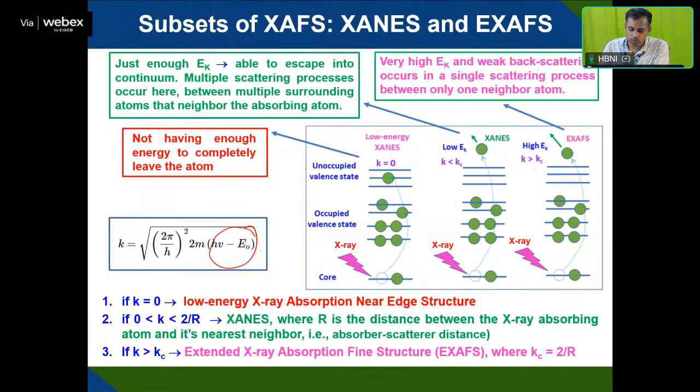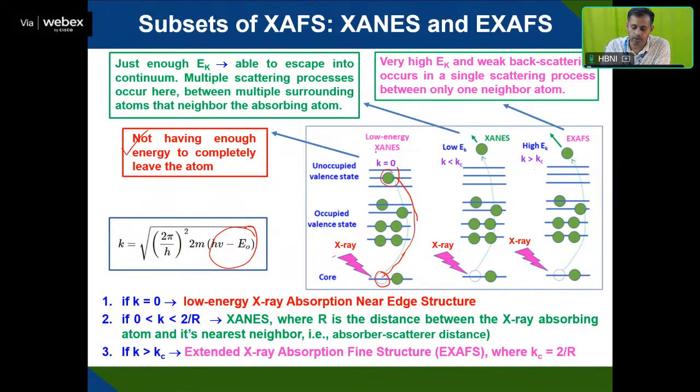Say you have a core level electron here, and we are applying X-ray, but the X-ray energy is insufficient, low energy, not enough energy. Then the knocked-out electron will not go to the continuum. Instead of going to the continuum or outer space, it will lie somewhere in the unoccupied valence states.